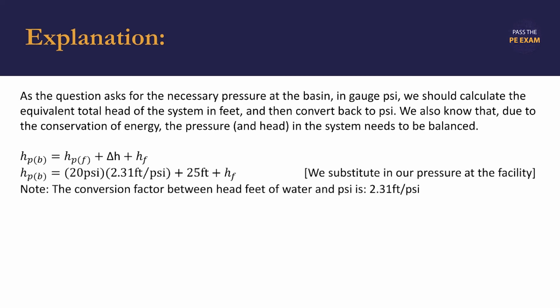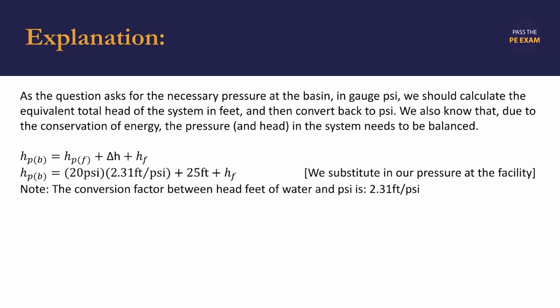For H sub PF, again, we substitute in our 20 gauge PSI, and we do have to convert PSI to feet of head, and the conversion factor is 2.31 feet per PSI. We also know delta H, this is already in feet, and that is our 25-foot elevation difference. As of yet, we don't know what our friction head loss is, and this is going to be the main challenge in solving this problem.